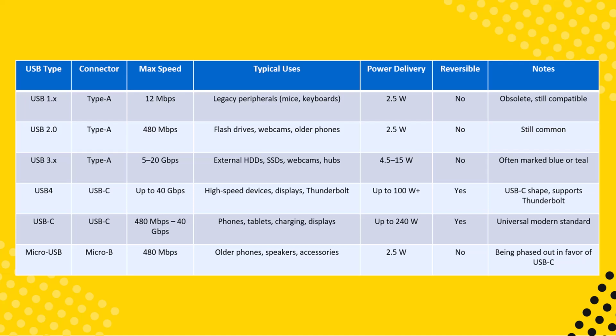USB-C, the modern universal connector, reversible, speeds from 480 megabits to 40 Gbps, supports high wattage charging. Micro USB, once popular for phones and accessories, now being replaced by USB-C. Key takeaway: USB-C and USB 4 are the current standards for speed, power, and convenience, but older types are still widely in use.